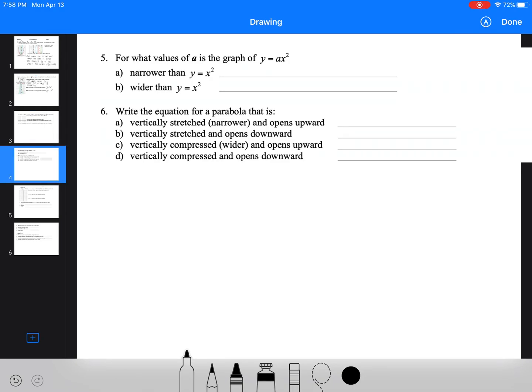To summarize, the summary is going to be on this next page here. For what values of a is it narrower than x squared? This is when a is greater than 1. So any value greater than 1. And remember, it doesn't matter if it's positive or negative, because the positive or negative just flips the graph. And then this one is any value between 0 and 1.